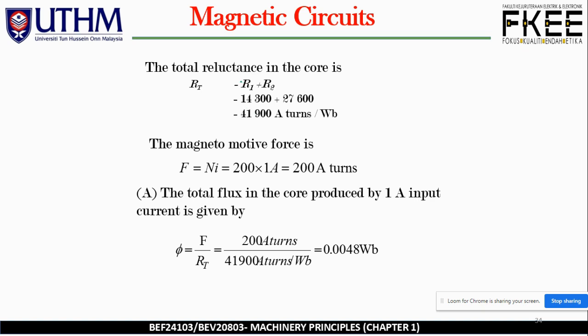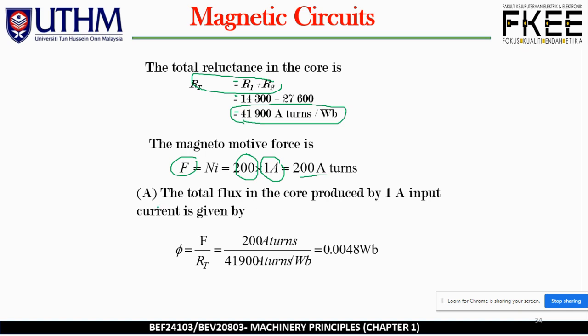And from there, we can calculate the total reluctance. This is really the symbol of equal, right? Not negative. Okay, so RT, or REQ, equal to R1 plus R2. So sum up, we have 41,900 ampere turns per Weber. So the magnetomotive force, MMF, the F is Ni, 200. So this is the number of turns, and this is the ampere current, 1. So this is giving us 200 ampere turns.